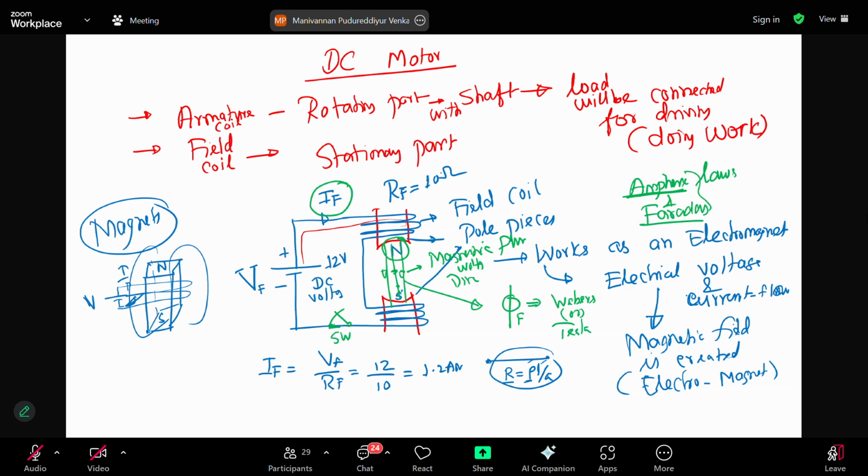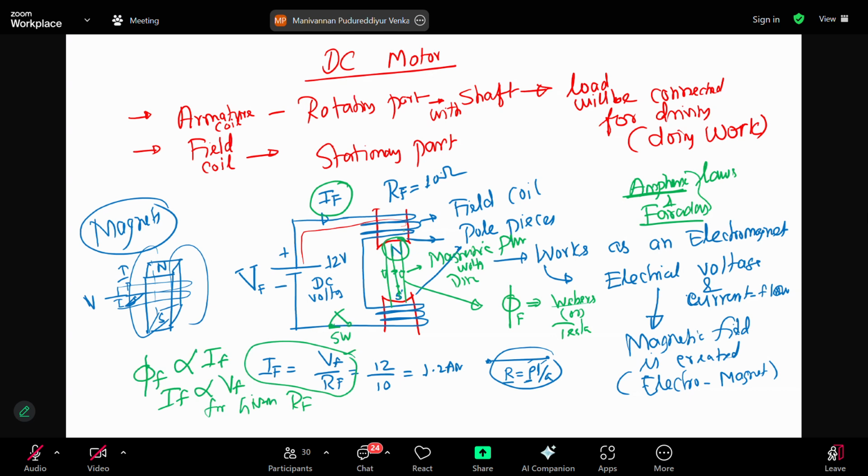Many times people say Webers. Like resistance in ohms, voltage in volts, current in amps, similar to that, the magnetic flux is represented in Webers. So how many Webers are produced depends upon phi f. That means I can say that phi f is directly proportional to IF. IF is directly proportional to VF for given RF. Already we know the equation, correct?